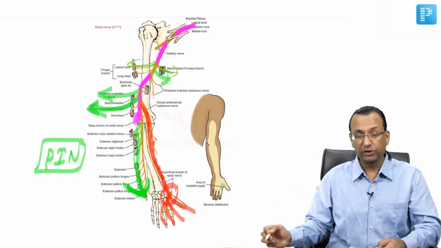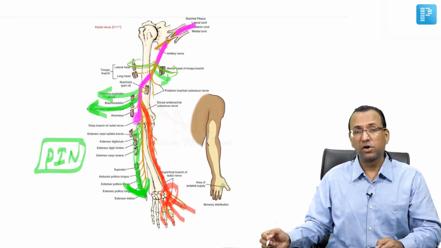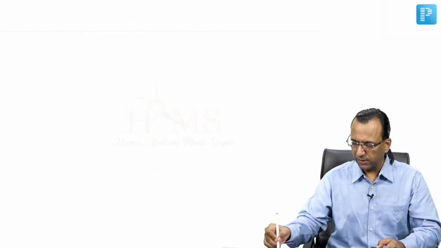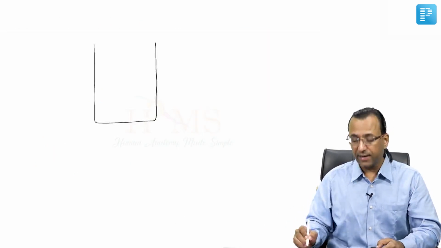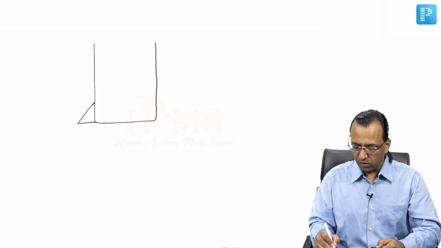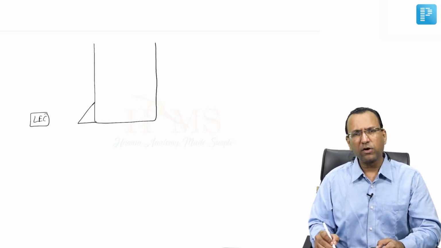So this is the diagram which we are supposed to draw. You are looking at the right humerus lower end once again. This is the right humerus and lower end of the right humerus again. This is the lateral epicondyle. So that is the lateral epicondyle once again.